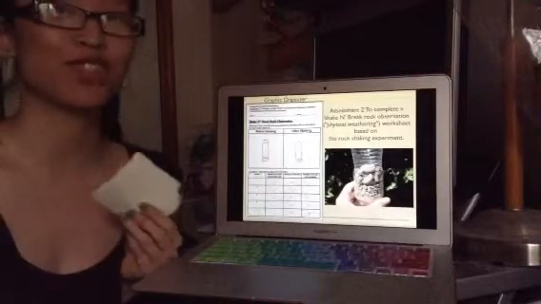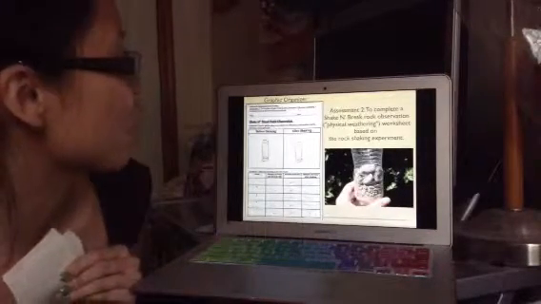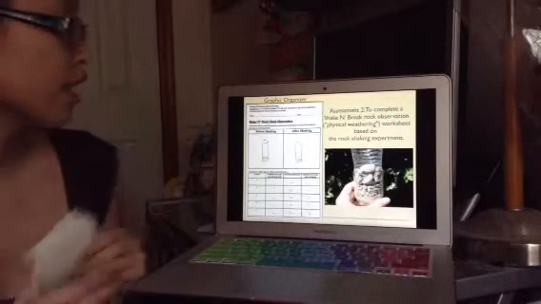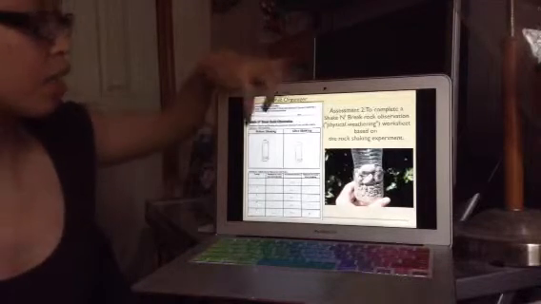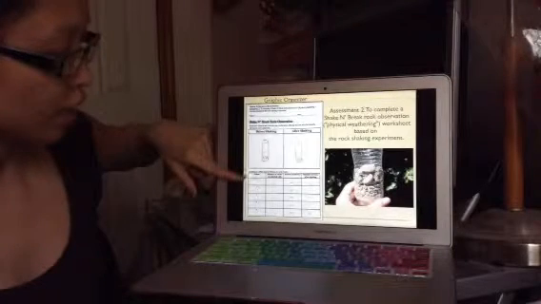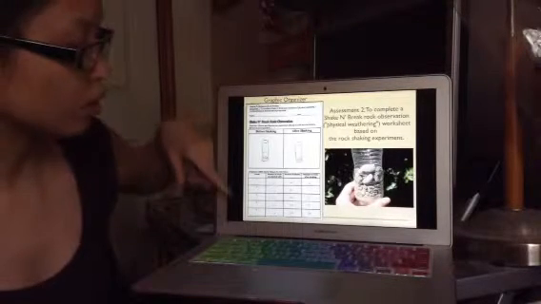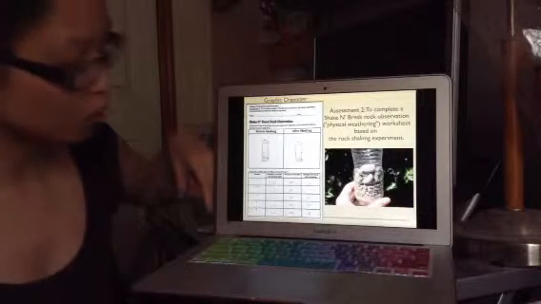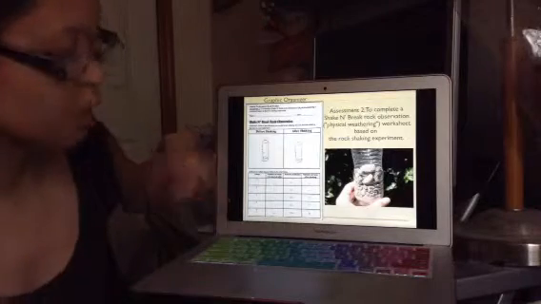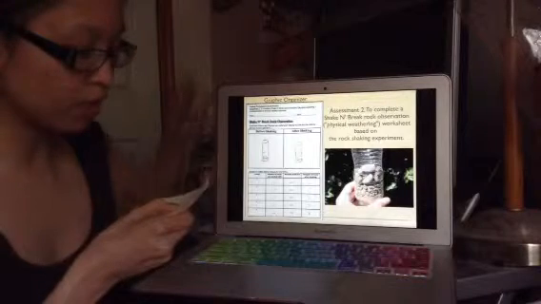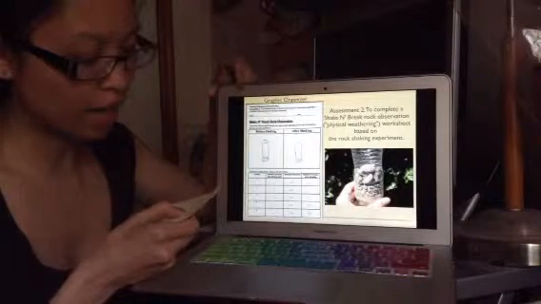Here we have another graphic organizer, and this one is for assessment 2 to complete a shake and break rock observation worksheet based on the rock shaking experiment. And here we also have a T-chart for the before and after. It's also very visual. And then we have a chart down here for students to record the number of rocks each group in the class had before shaking and after shaking. And our inquiry skill here is making observations, gathering, and organizing data in the chart here.